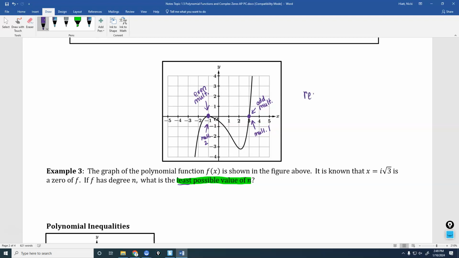My least real zeros, I've got 3 of them here. I've got x equals 1 has a multiplicity of 2. X equals negative 1 has a multiplicity of 2, and x equals 3 has a multiplicity of 1, giving me 3 zeros right there. It is also known for this particular function that x equals i times the square root of 3 is a 0. So if x equals i square root of 3 is a 0, that would be a complex 0.